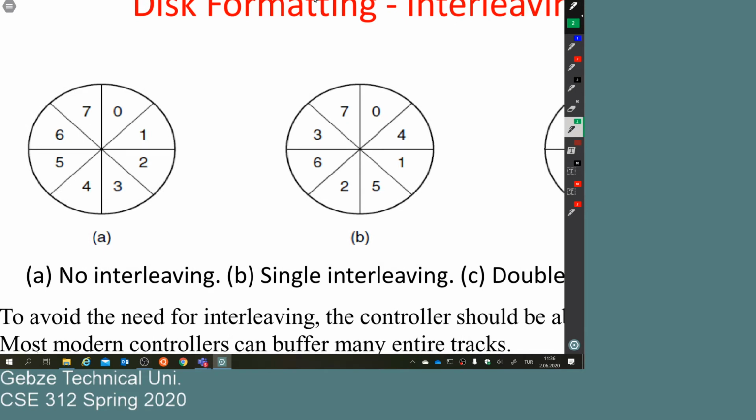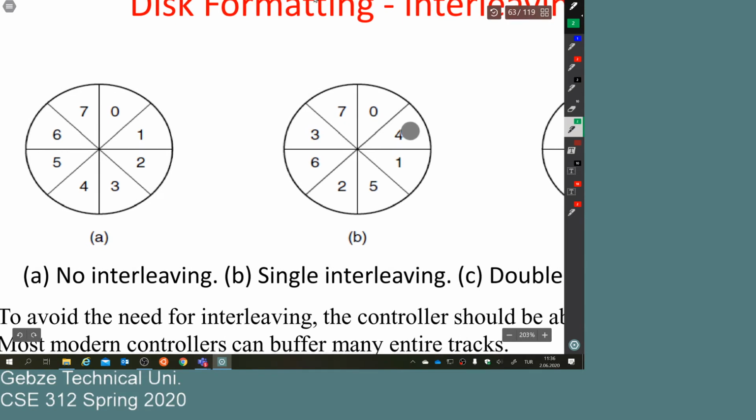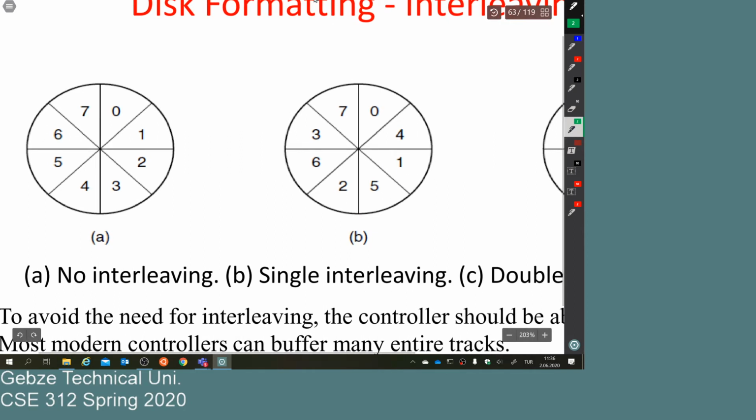Then the number 4 is under my head. Number 4 is gone now. When I am looking at number 1, now I am ready to read it. Okay, so this is a little bit slow to read because I cannot read the whole track in one rotation. I need 2 rotations, but it is better than waiting for a whole rotation to read another sector.